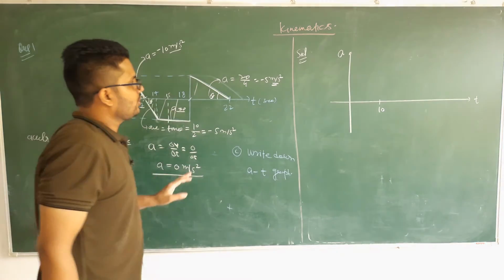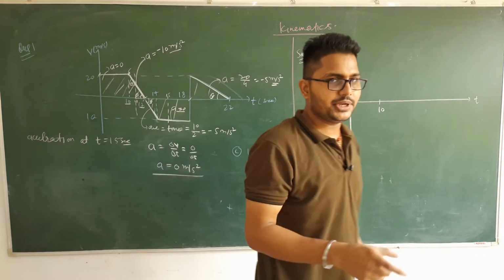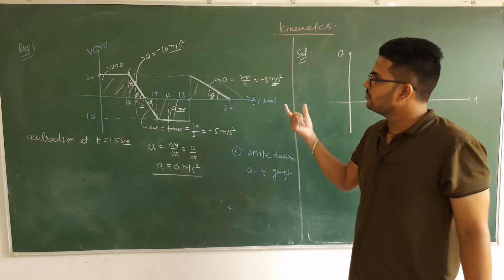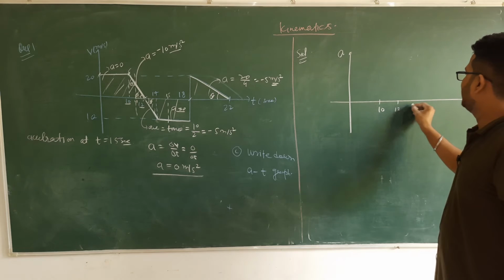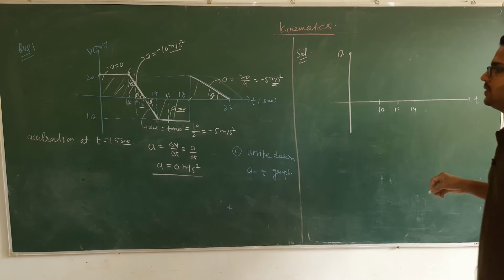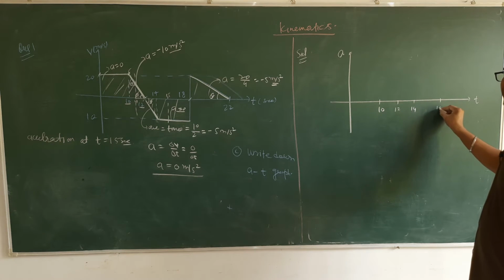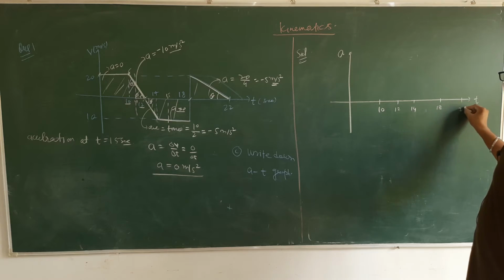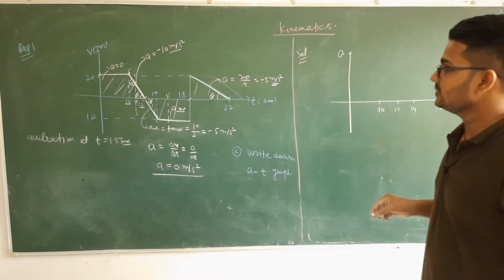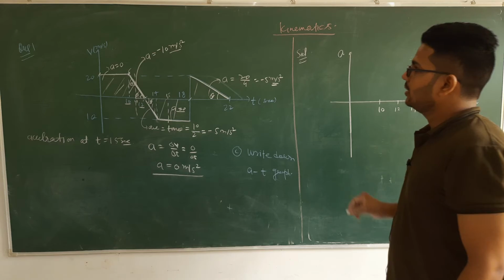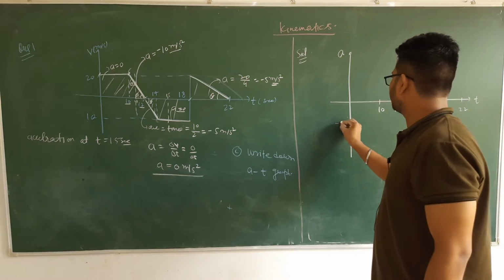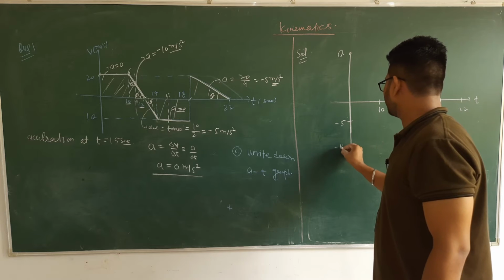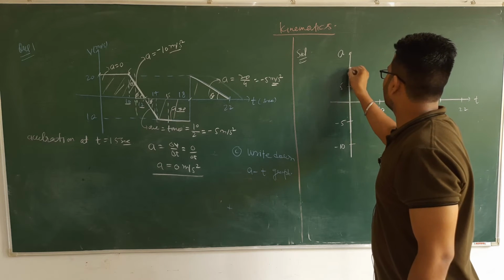So here we have different time periods and different accelerations. 0 to 10, here is 12, here is 14, here is 18 and here is 22. Here is minus 5, here is minus 10, here is 5, here is 10.